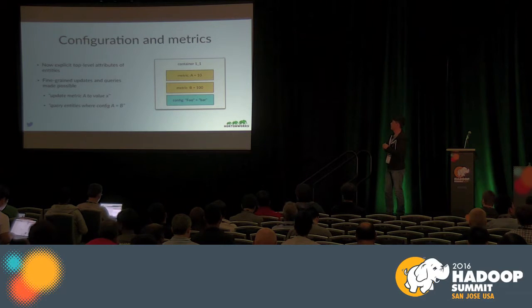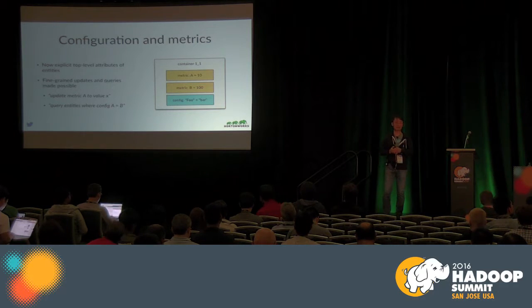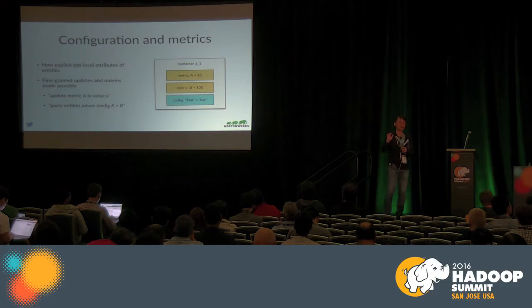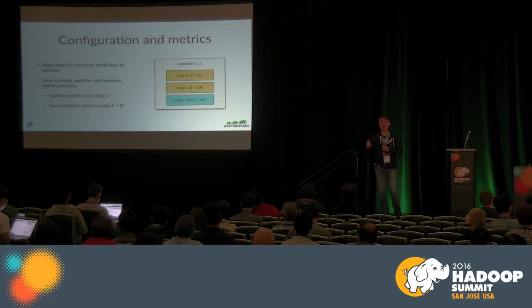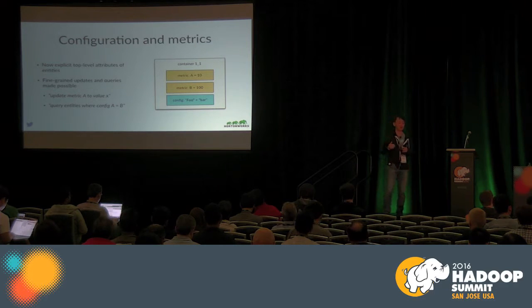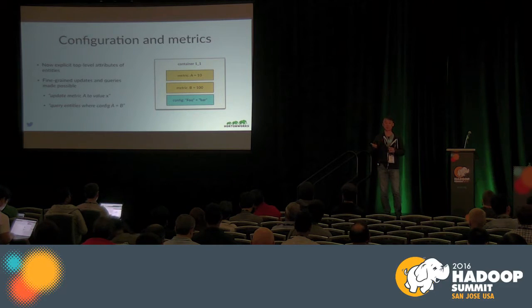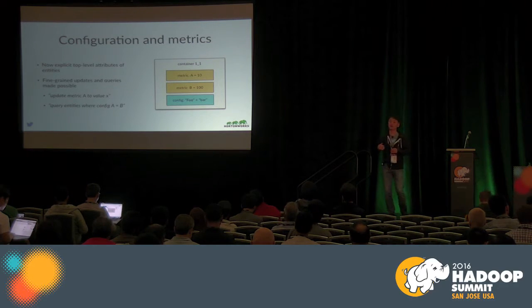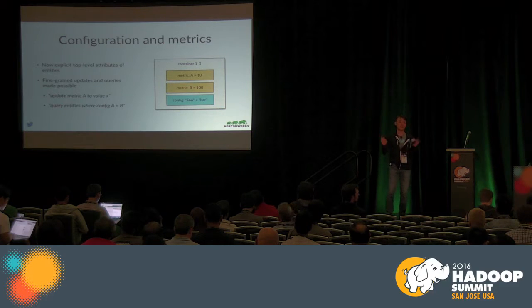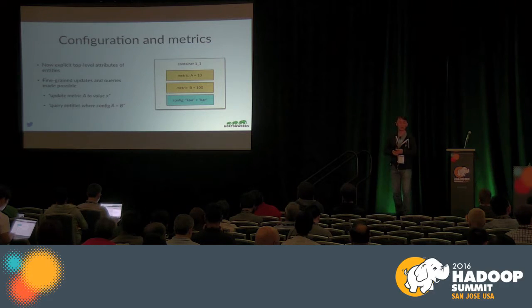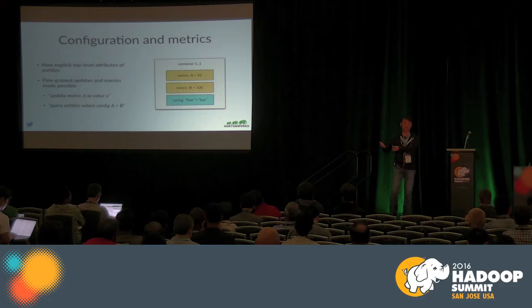Let me talk about the configuration and metrics. So I said that now configuration and metrics are top-level attributes of YARN entities. What's now possible is you can do things like fine-grained updates on the configuration or metrics, and also you can do very sophisticated queries against configuration and metrics. You can do things like, give me all the entities where configuration key A has value B. And that's a pretty powerful thing you can do. Or you can do things like, I want to update on this entity, metric A, to value X.